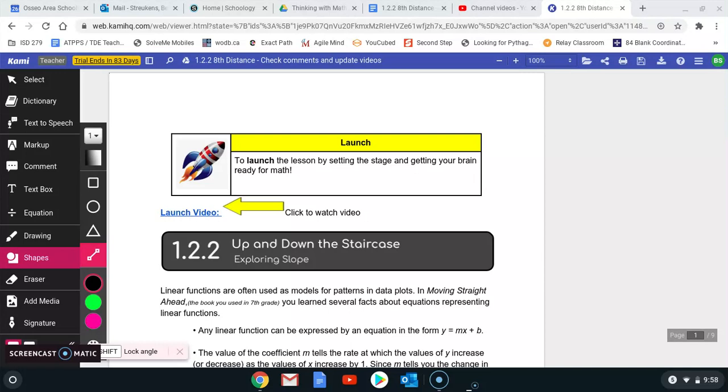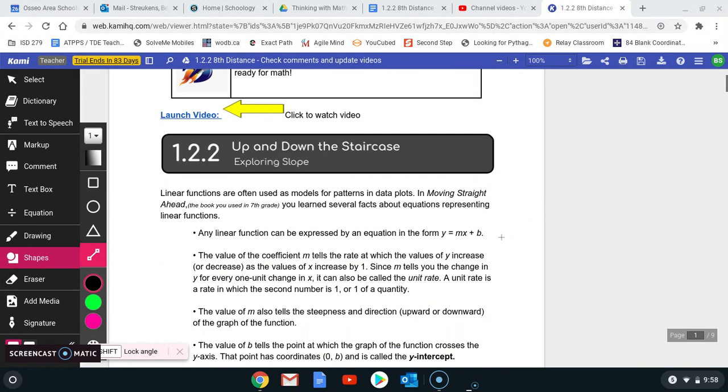1.2.2. So this is the second lesson in our second investigation. It's called Up and Down the Staircase, Exploring Slope. Just to get us started here, linear functions are often used as models for patterns in data plots. In Moving Straight Ahead, the book that you should have used in 7th grade, you learned several facts about equations representing linear functions.